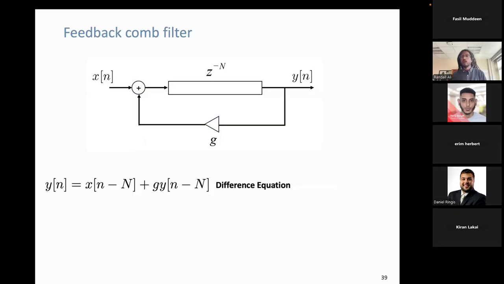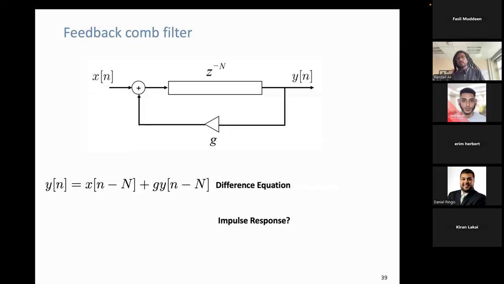You can ask yourself, what's the difference equation? So the difference equation in this case is x of n minus N, because we're first delaying, and then we take that delay and we send it back to the input here. And we just simply multiply g multiplied by y of n minus capital N here.